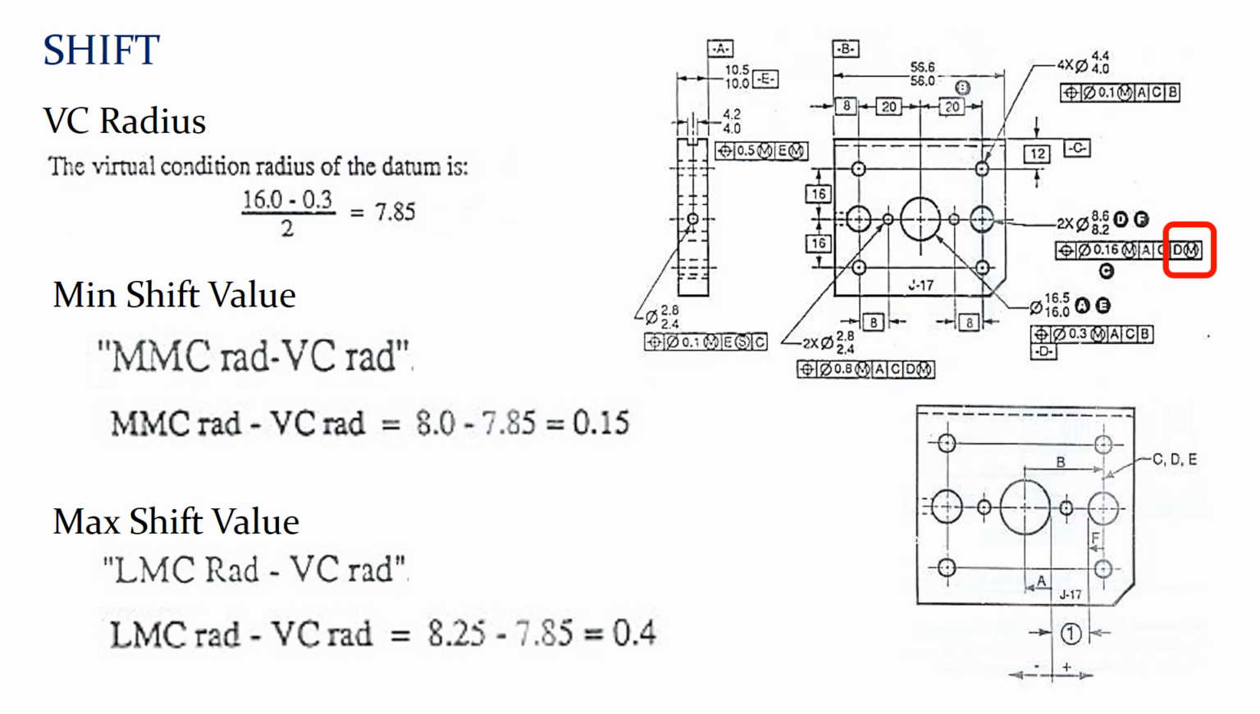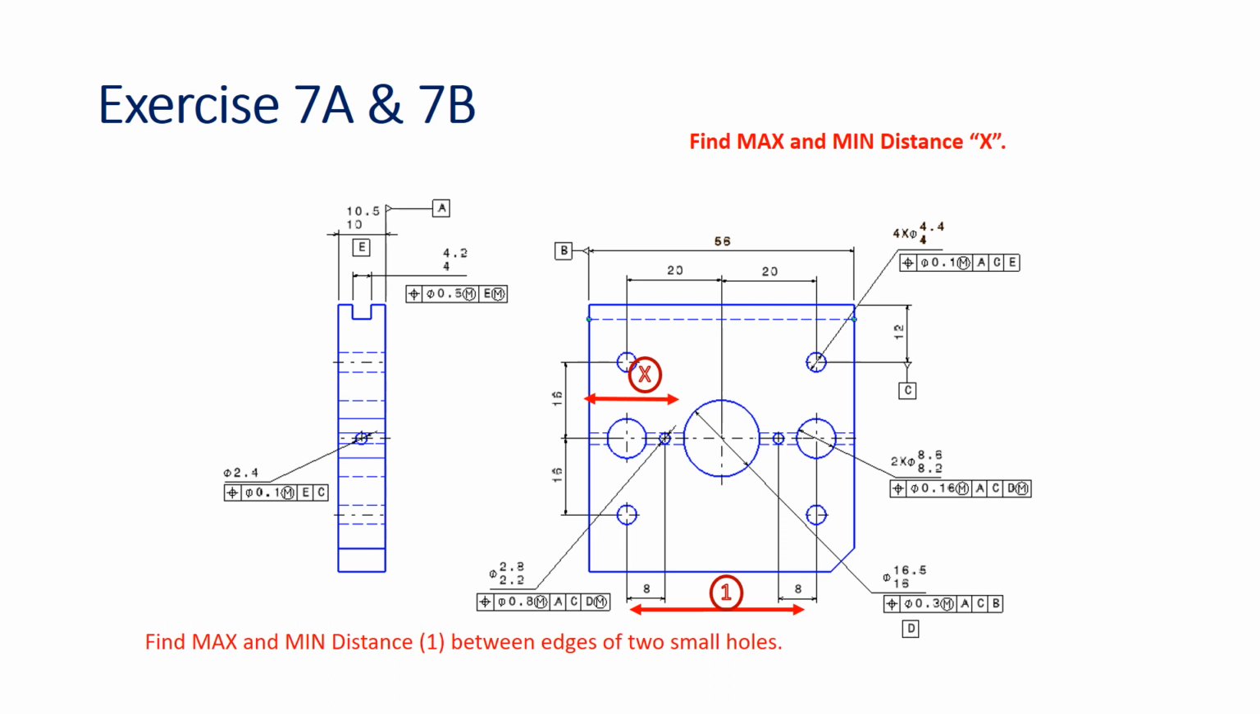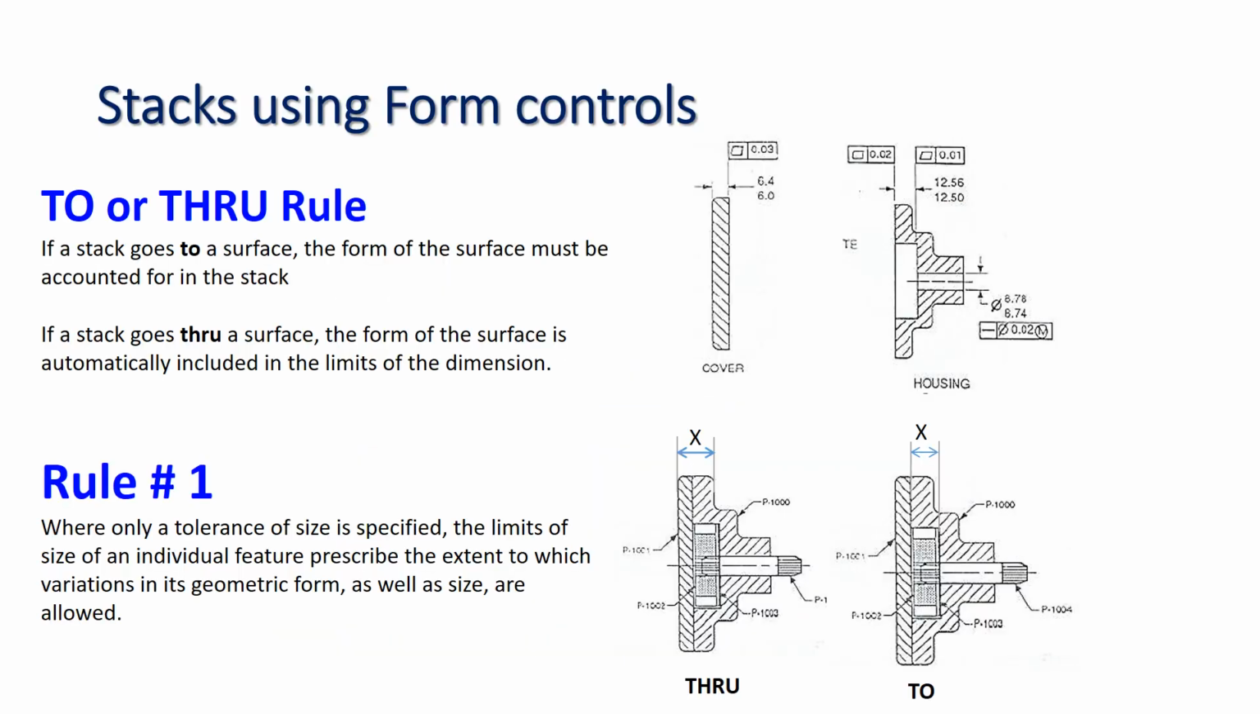So now you know how to calculate the shift values. And an exercise here: find the maximum and minimum distance x between the edge and the end of the part, and find a minimum and maximum distance 1 between the edges of the two small holes.